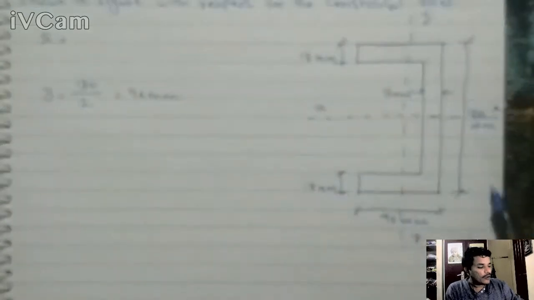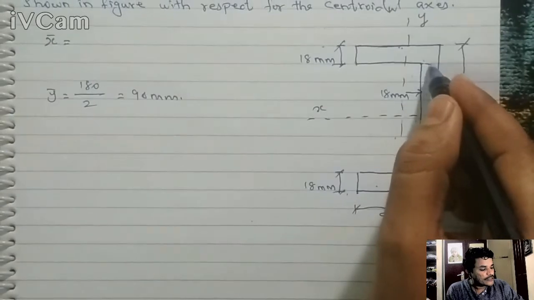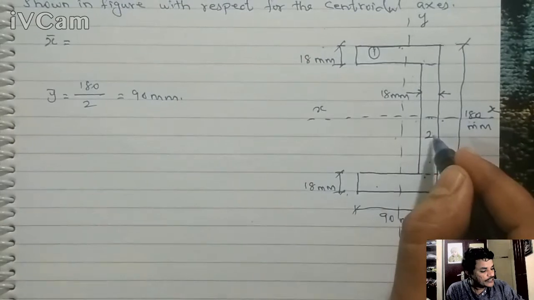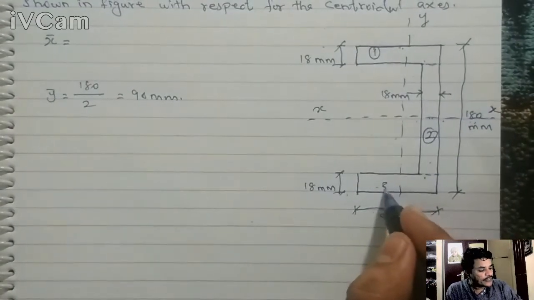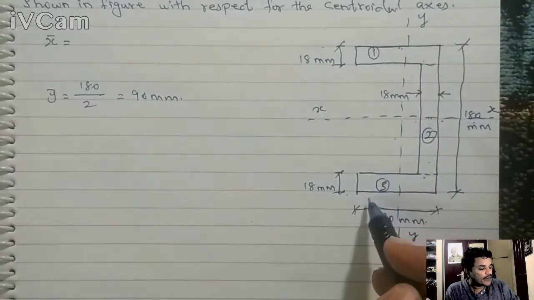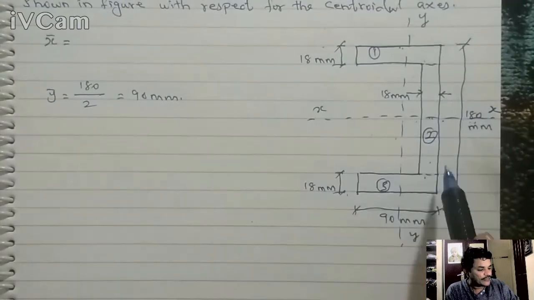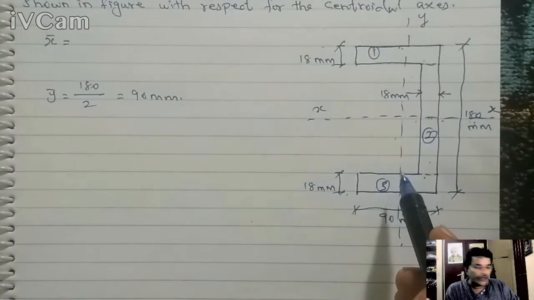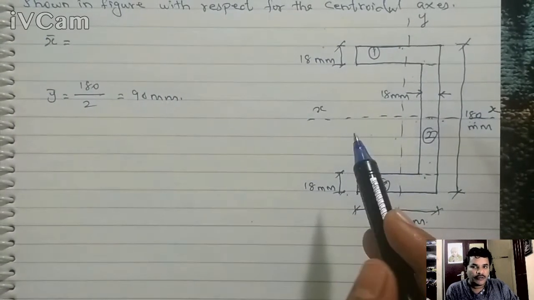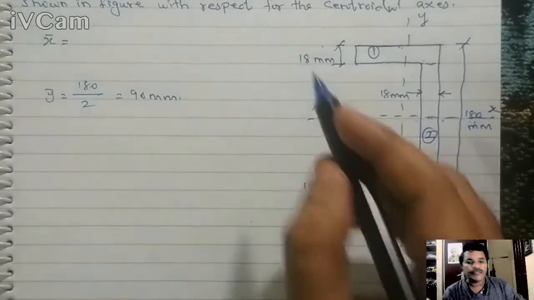Okay, so now I am going to divide this section like this. This is my section 1, this is my section 2, and this is my section 3. Sections 1 and 3 have similar properties because the top and bottom flanges have the same length and thickness. Only the height position is different. Now I am going to calculate the x bar value. You know the formula already, I directly substitute the values here. So x bar means A1 x1 plus A2 x2 plus A3 x3, right?